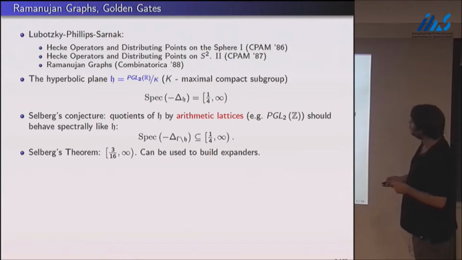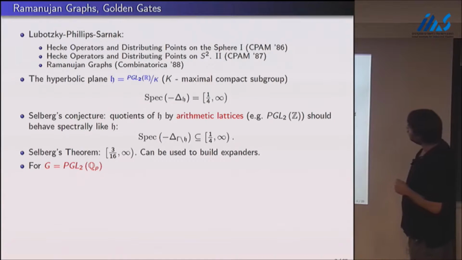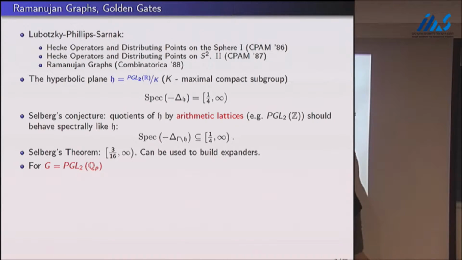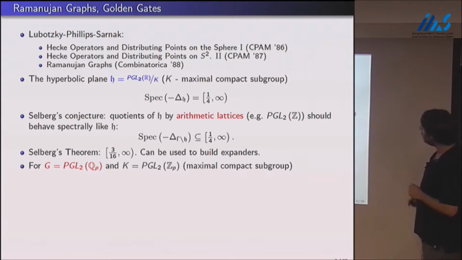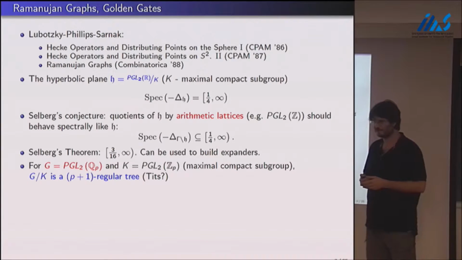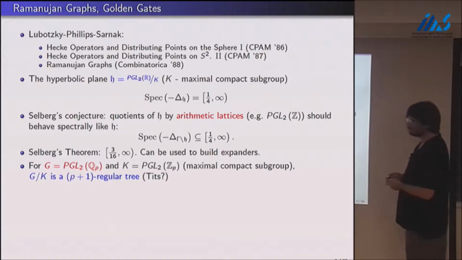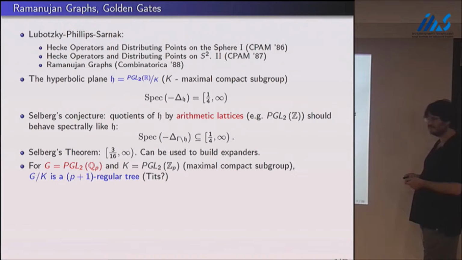And their breakthrough was when they replaced the real group by a p-adic group. So they replaced PGL2R with PGL2QP. And still you take a maximal compact subgroup and you look at the quotient. And the quotient is, in a sense which I will explain, a regular tree. I don't know who to attribute this to, maybe Tits. I don't know historically who realized that this is a combinatorial object. Ihara in an explicit way, I think, but probably Bruhat-Tits.